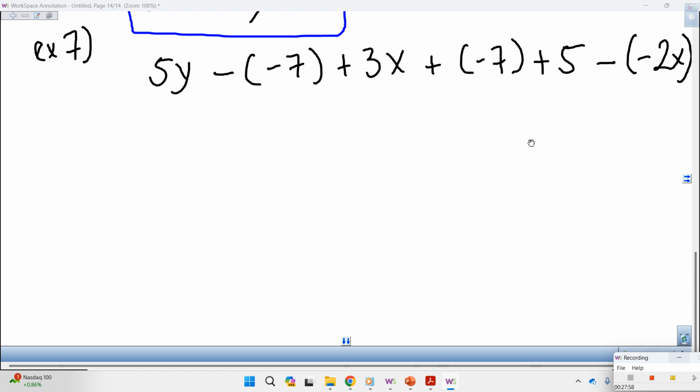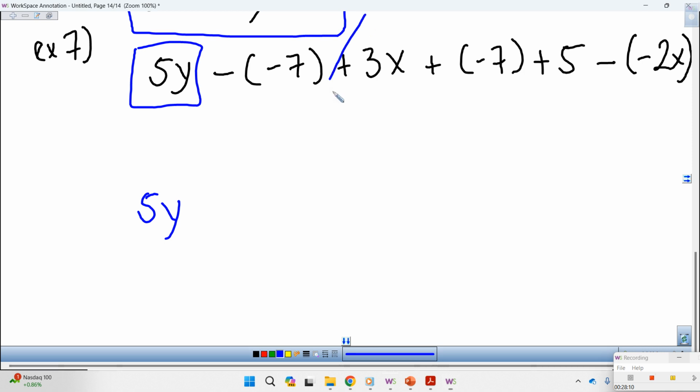Everybody ready? I'm going to go over this one just to make sure we got it. I start with the variables. The first one I see is the y. Is there another y, guys? No, bring that down. 5y. Next, do we have any other variables? Yes, Mr. Q, x. Here's 3x. Wait a minute, this is a negative. Oh, I see. This becomes a positive.